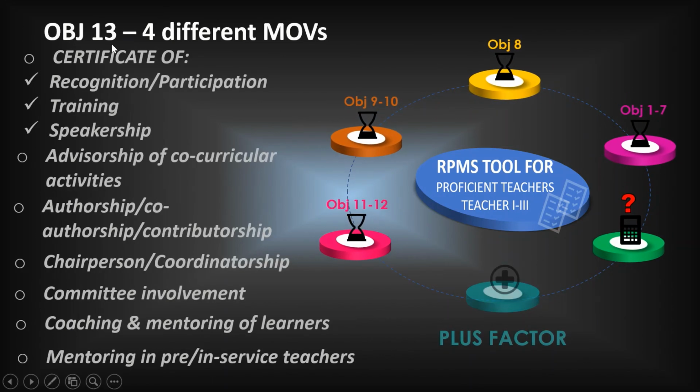Okay. Next, objective number 13, the last but not the least, we are asked again to provide 4 different MOVs. Ito po yung ating class factor. Okay. We can submit certificate of recognition, certificate of participation, training, speakership, or advisorship of curricular activities like yung mga clubs, school paper, yan, authorship, co-authorship, or contributorship.